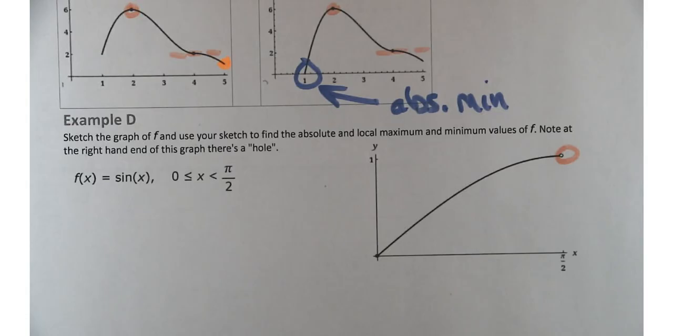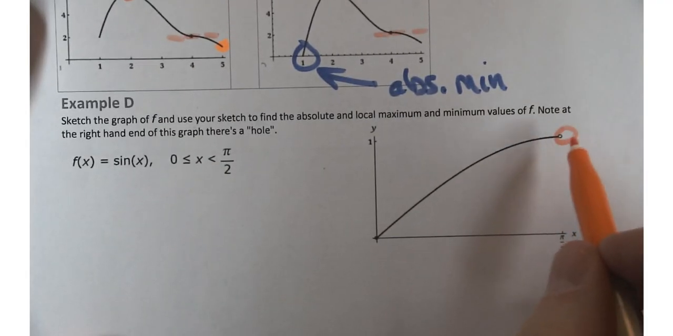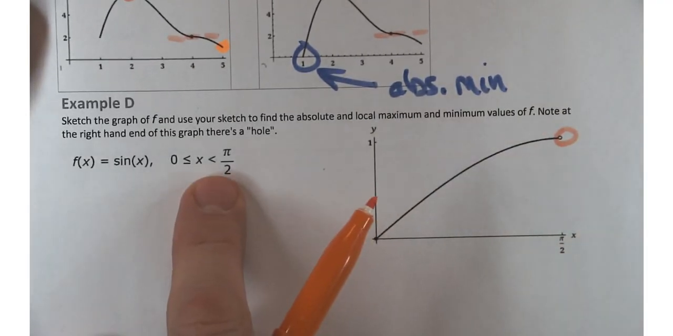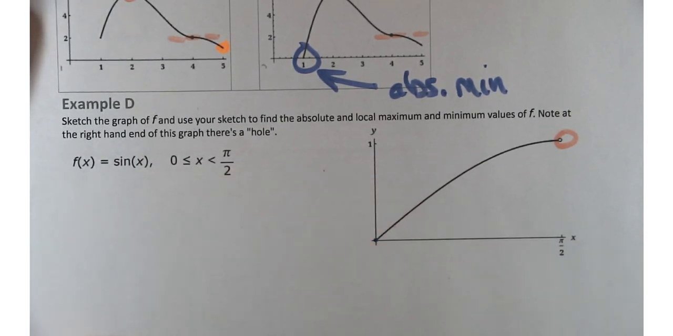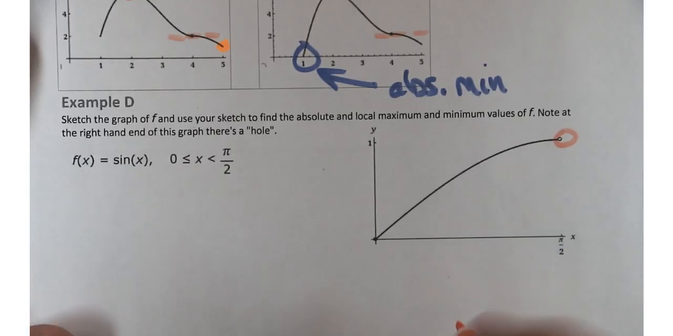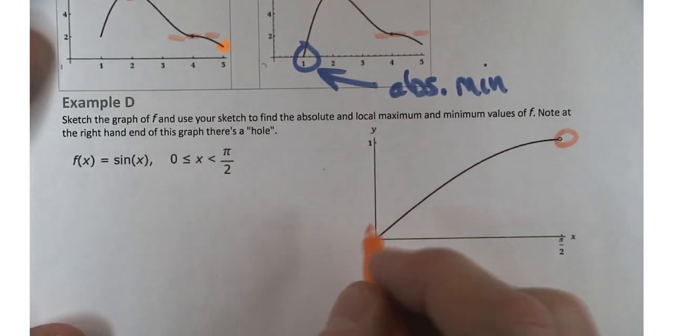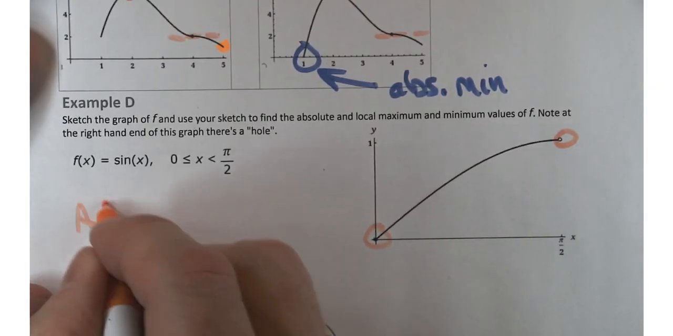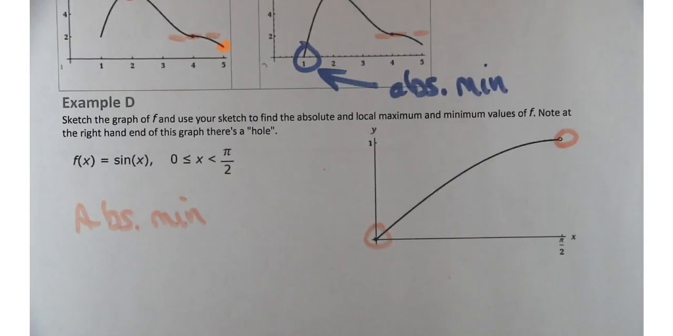It can't be pi over 6. That means there's a hole there. It's not defined there. So the graph just doesn't exist at this point. It stops before we get there. So it says this up to, but not including pi over 2. So we do have an absolute minimum. The absolute minimum of this graph, absolute min, is 0 at x equals 0.